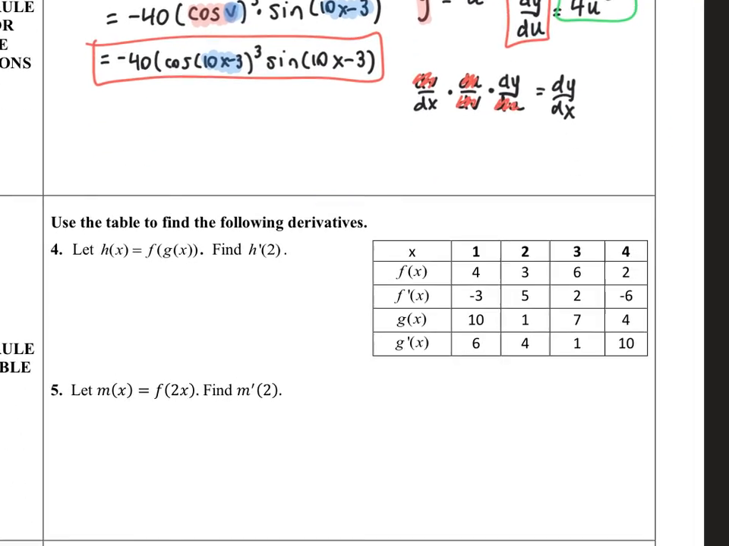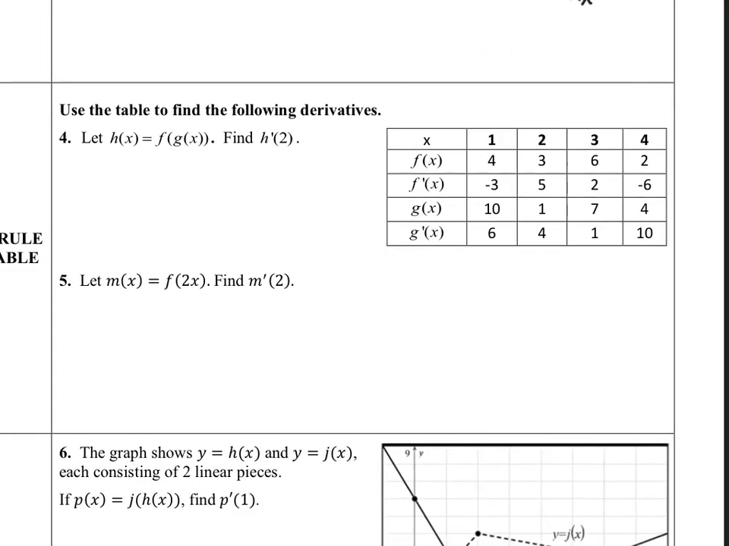Let's take a look at some table questions here. I first have a function h that's defined as f of g of x, and I see that's a composite function. If I want to find h prime of 2, I first have to find h prime of x using the chain rule. And then every place I see an x, I'm going to replace it with a 2. So all of these x's will now be 2's because that's what I'm going to evaluate this function at.